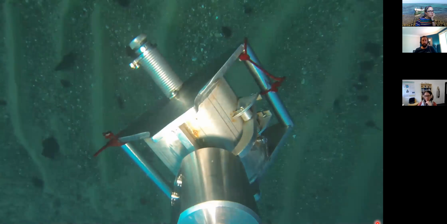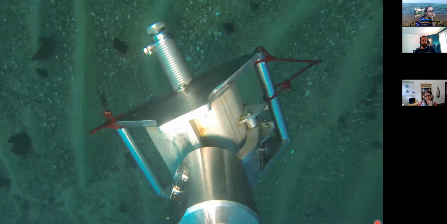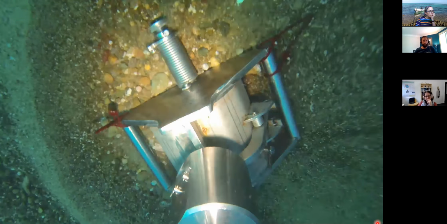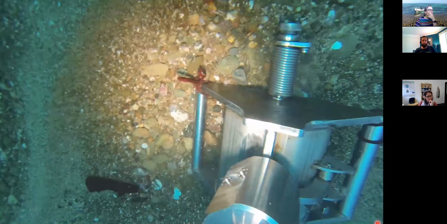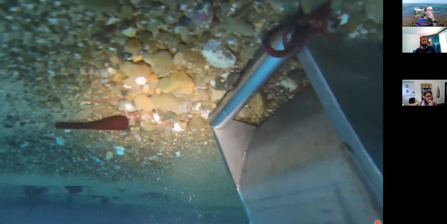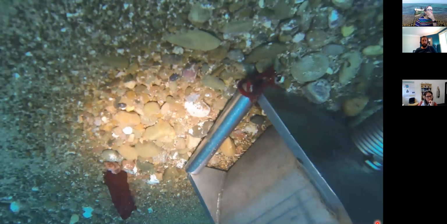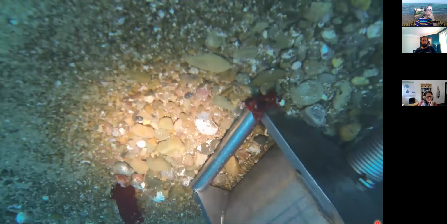We're coming down to the seafloor here, and you can see it's quite complex. You can see some sorted bed forms, some sand in those sand ripples. And in the middle between the sand ripples, all this pebble, cobble, boulder sediment.